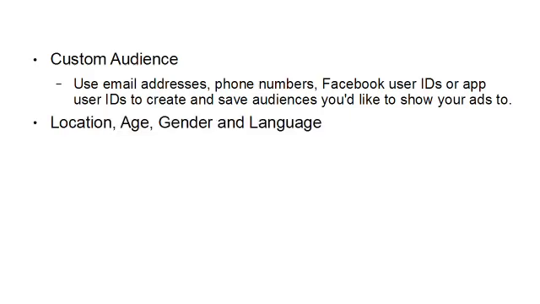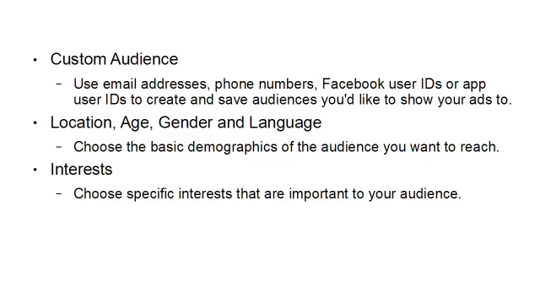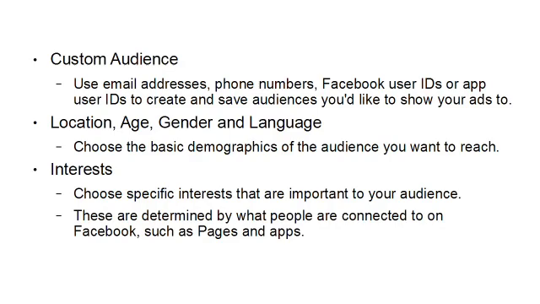Nobody else will. You can also choose by location, age, gender, and language. And basically, these are the most basic demographics of the audience that you want to reach. You can choose by interest. You can pick specific interests that are important to your audience. And these are determined by what people are connected to on Facebook, such as pages or apps. So if you're in a hobby niche or you're in a business niche, you can zoom straight in and only target those particular people.